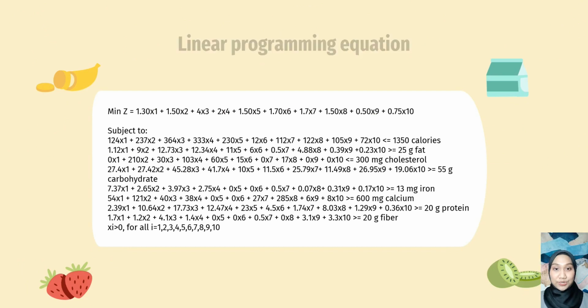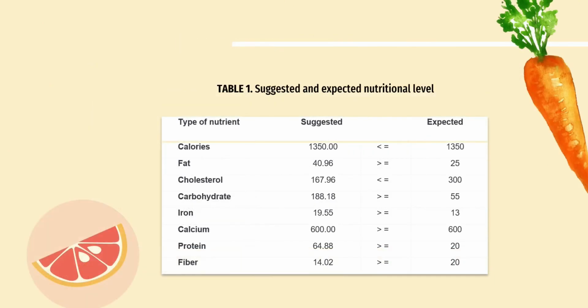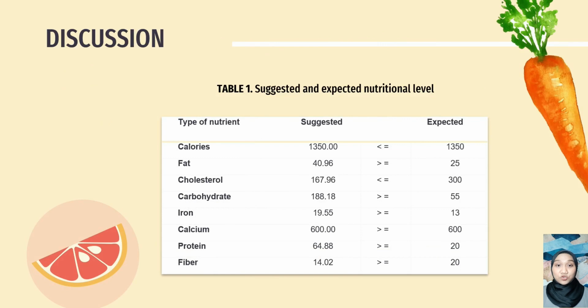Linear programming equation. This is the linear programming equation. Table 1 shows the suggested and expected nutritional level. To fulfill the research objective 1, which is to model the children's food intake that meets the nutrient requirement, Table 1 has shown the comparison between suggested and expected nutritional level.